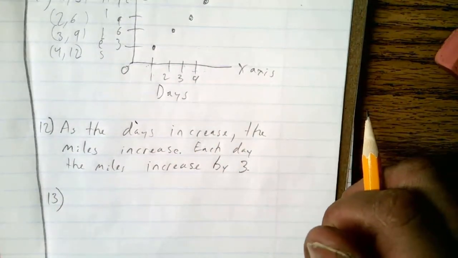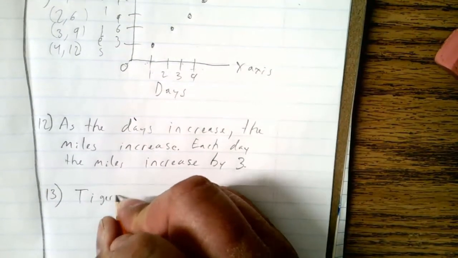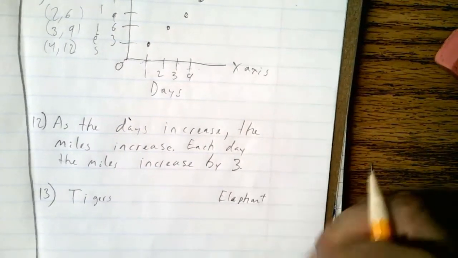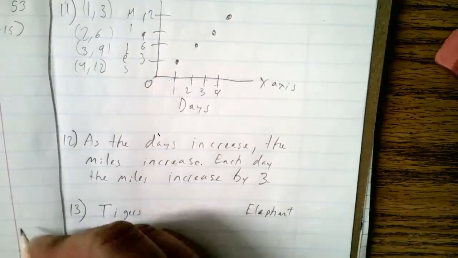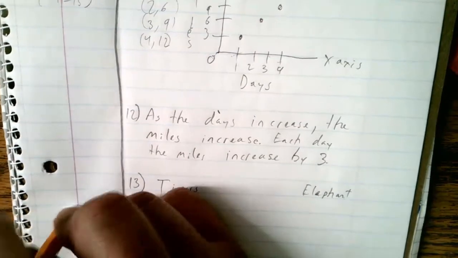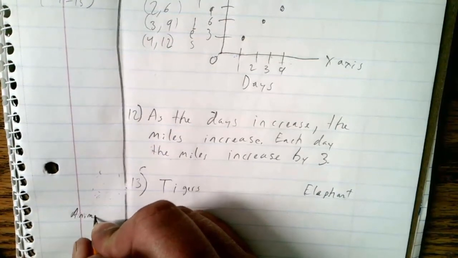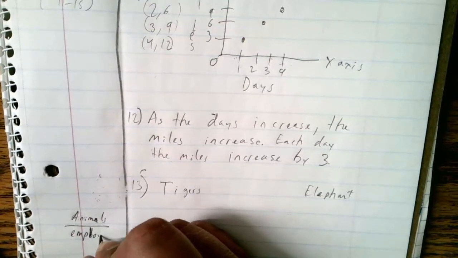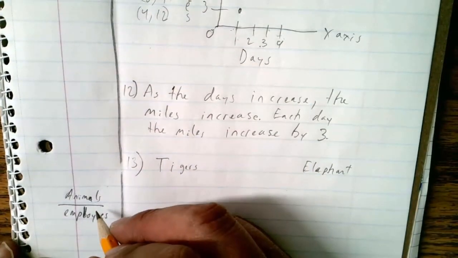Really, there's nothing much to say. You're comparing tigers and elephants, and it's all ratios, right? So the ratio would be, and I'll put it on the side here, we're comparing animals to employees. All right. All they did was they took this ratio and changed it into a table.